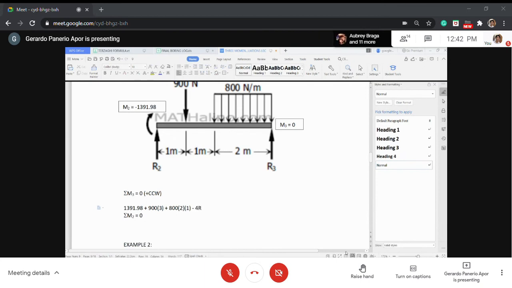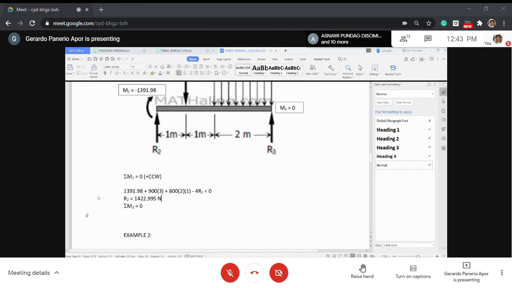4 R2. Basically, this is B2. But you can still use R2, because that's the labeling here. Basically, this is the shear R2. So from there, we can solve R2. What do you think R2 is? You will have 1391.98 plus 900 times 3 plus 800 times 2, divided by 4. You will have 1422.995 newton.